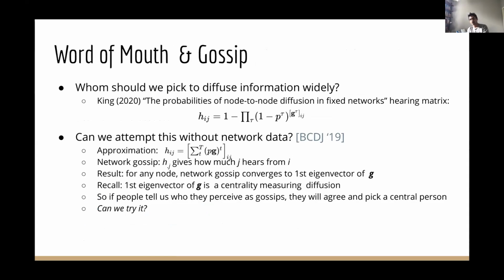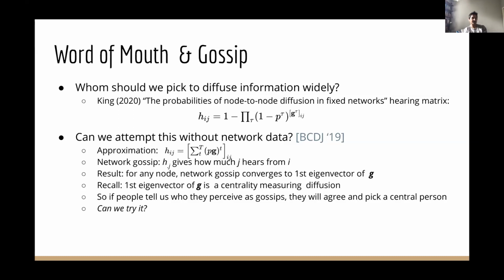Okay, that's cool. But we want to get to a point where we can try to do this without having graph data. So you can ask, whom should we pick to diffuse information widely? Maya King has a really nice paper that I recommend reading on this. But the gist of this is you can calculate how likely it is that person J hears from person I by looking at the events that they don't hear from person I either directly or indirectly through 2 paths or 3 paths or all the way to T paths in the graph, right? She sort of calculates this nicely. So Abhijit, Esther, Matt, and I had looked at sort of an approximation of this a few years back.